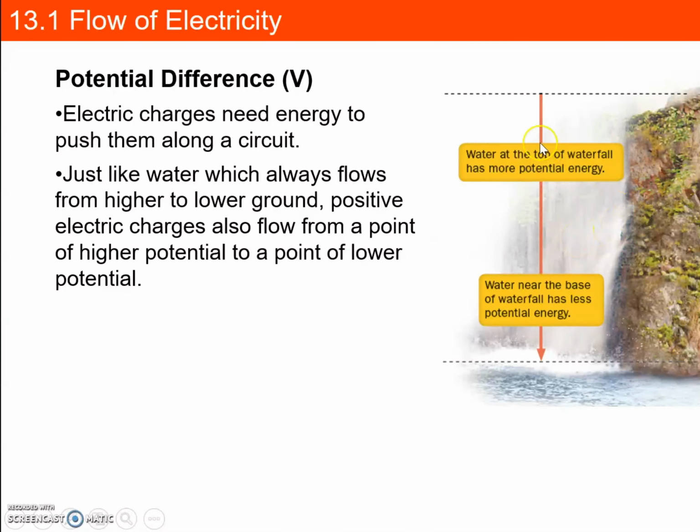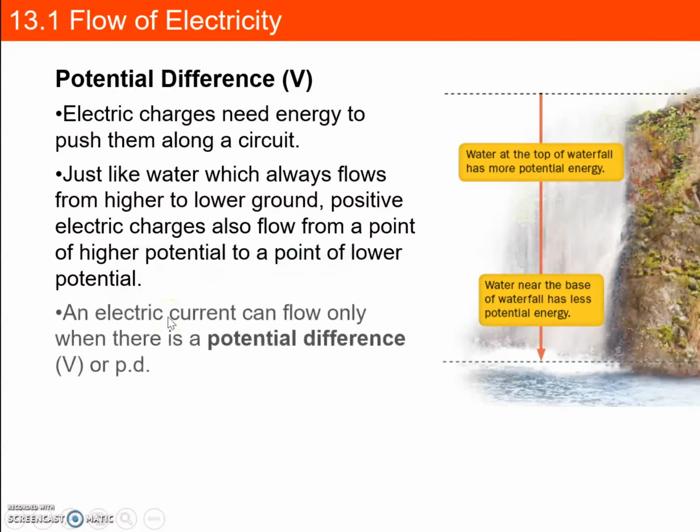Like this waterfall here. The water at the top of the waterfall has more potential energy compared to water near the base of the waterfall that has less potential energy. And the water always flows from this higher ground with higher potential energy to the lower ground with less potential energy. So your electric charges will also flow from a point of higher potential to a point of lower potential. So an electric current can only flow when there is a potential difference, PD, with small letters, and the symbol is capital letter V.